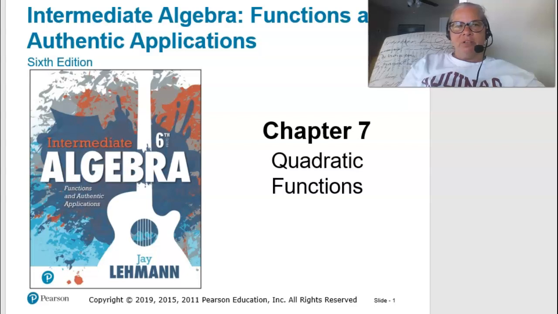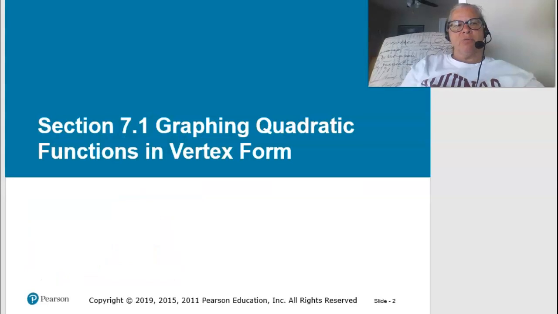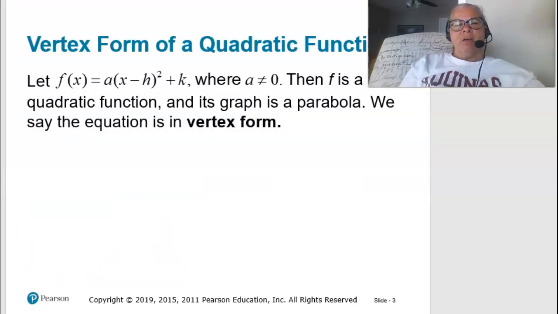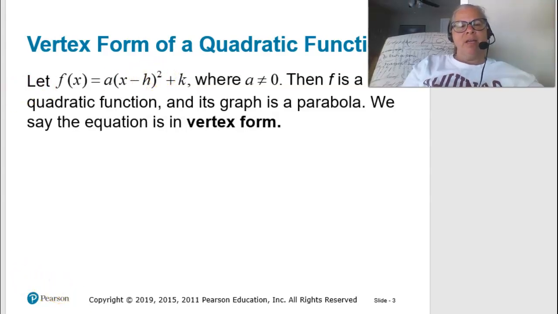Hey guys, time to start chapter 7 on quadratic functions. So let's take a look at what we have. The function for a quadratic in vertex form is f of x is equal to a times the quantity x minus h, all squared. So let's try to sort this out and see what we can figure out what each of those variables are.